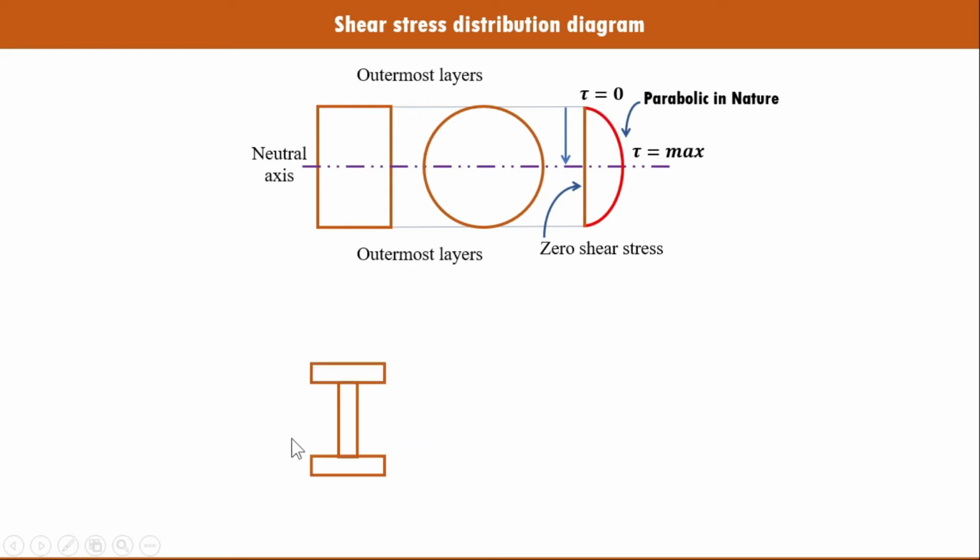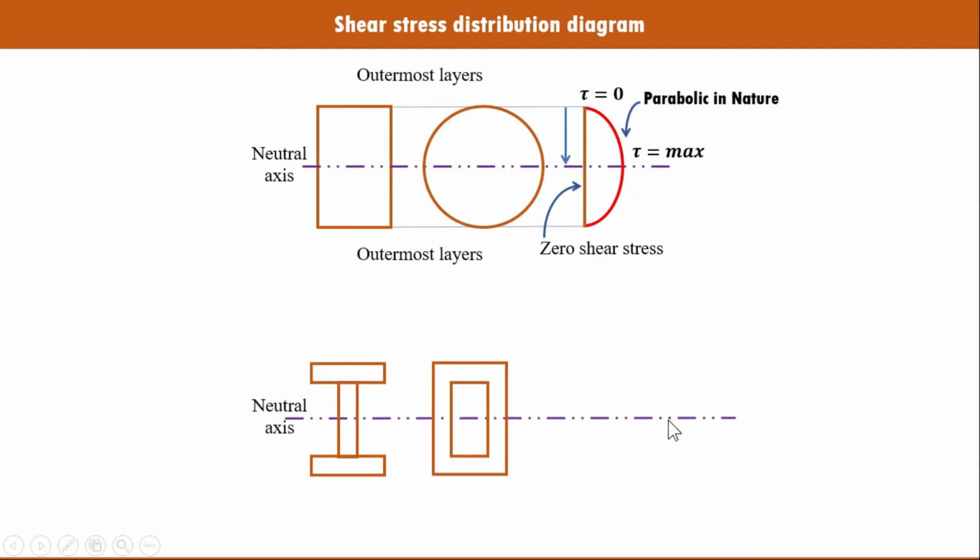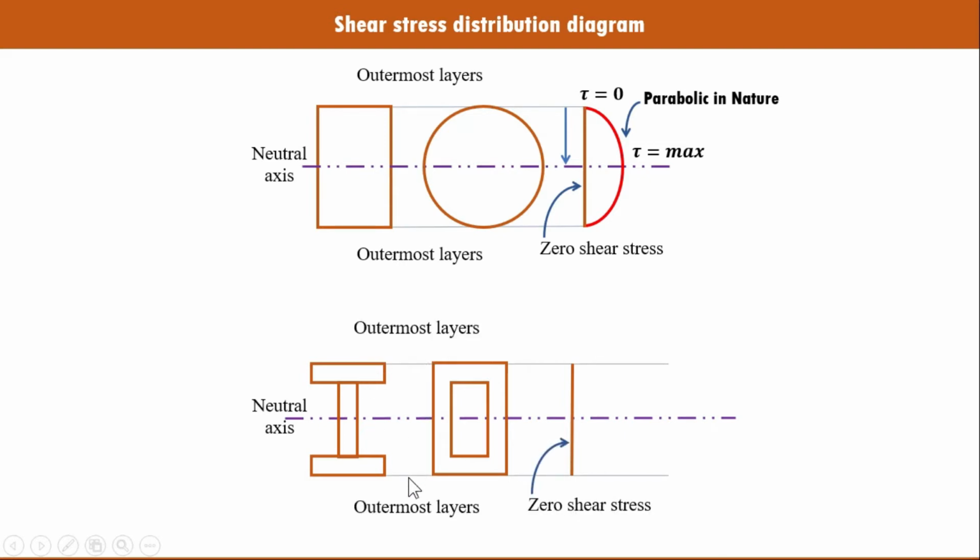Let us go for a combined section, that is, the I and hollow rectangular section. This is the neutral axis. This line represents zero shear stress. These are the two extreme lines which represent the outermost layer. Here the tau value is 0 at the outermost layer. As the I and hollow rectangular section is a combination of different parts, here is node number 1. As we move from the outermost layer to the neutral axis, shear stress increases layer by layer. Shear stress at node 1 is tau 1, which is parabolic in nature.